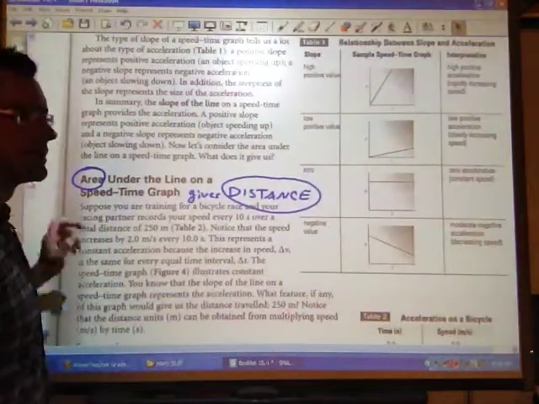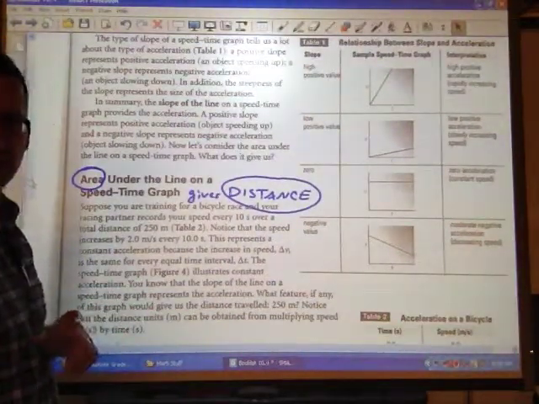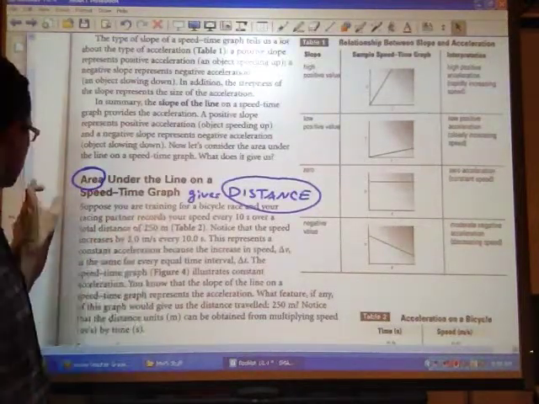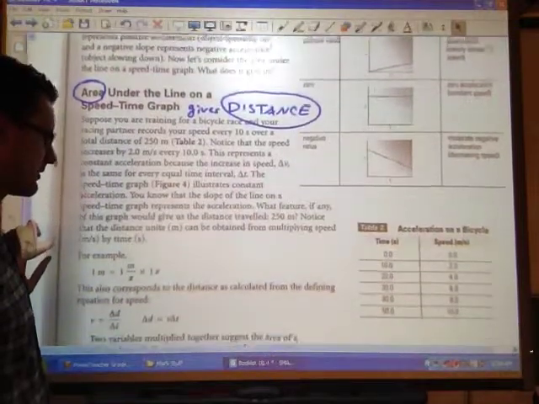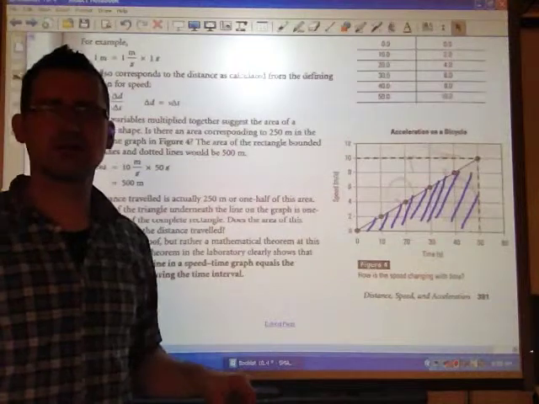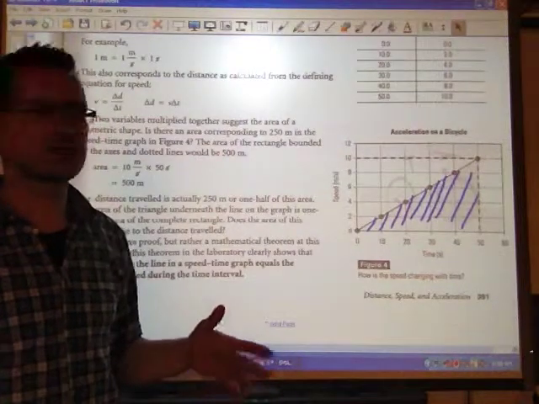The second point, so slope gives acceleration, area gives distance. So area underneath the curve will give you the information as to how far you go. And we keep it really easy in Science 10. We look at two different shapes, triangle and rectangle, just keep it simple.